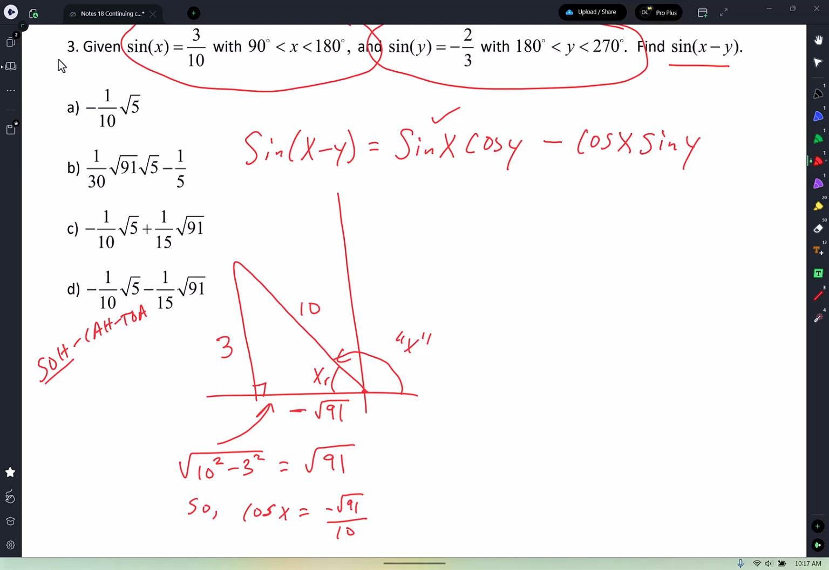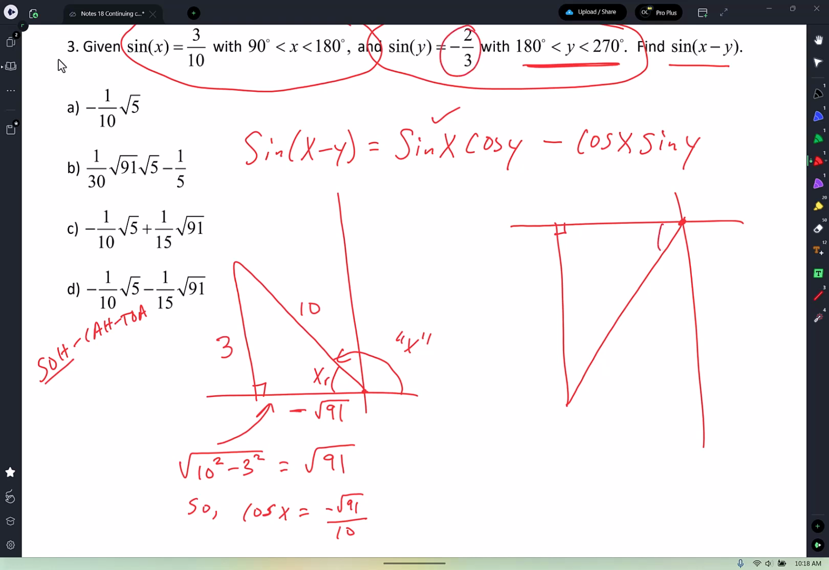All right. Now I'm going to do the other one, sine y. Make sure you label your triangles, guys, so you don't get confused. 180 to 270, that is quadrant 3. So I'm going to exaggerate quadrant 3. There's quadrant 3 exaggerated. Reference triangle. They give me negative 2/3, so I'm going to use my reference. This is your reference. That's not the real y angle. Sine is opposite over hypotenuse. The opposite is negative.